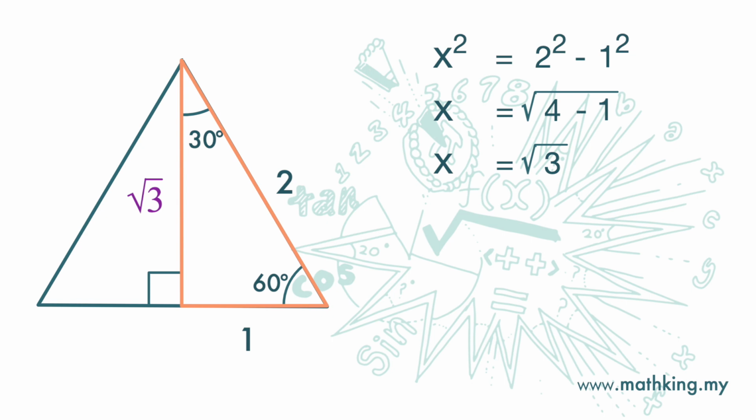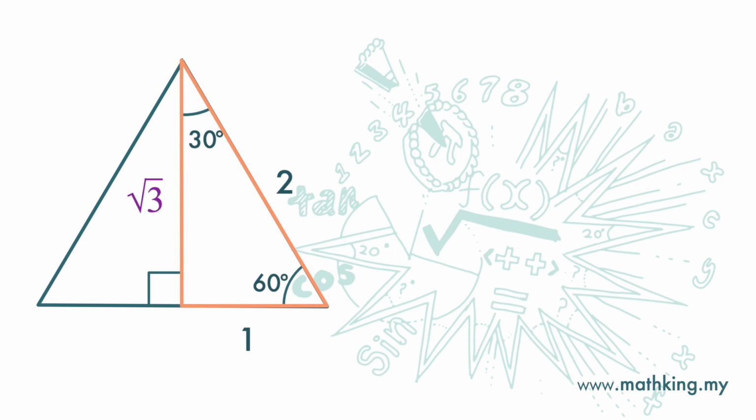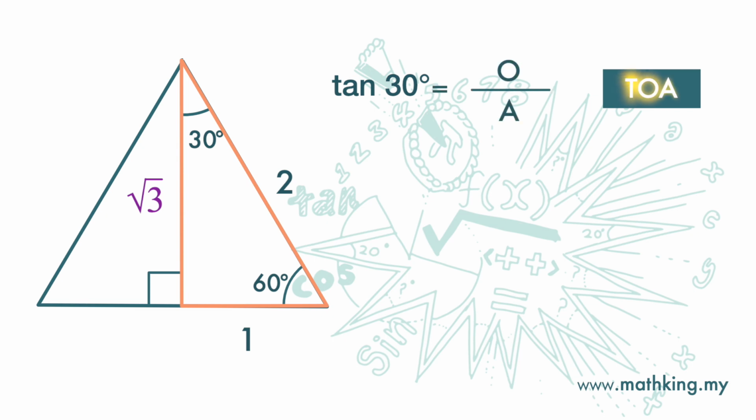Now that we have all the lengths of the sides from this triangle, we can find the values of the trigonometric ratios. Now let's find tangent 30 degrees. Tangent is TOA, opposite over adjacent. The opposite of 30 degrees is 1. The adjacent of 30 degrees is square root 3.